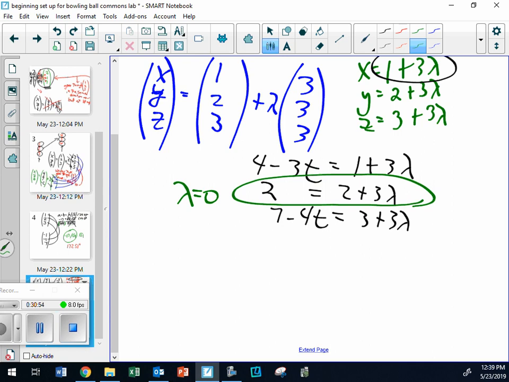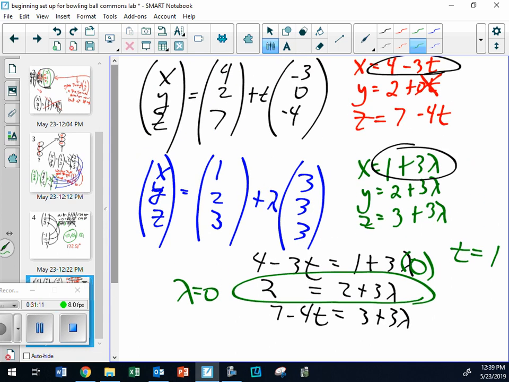Now once you know that, you can go put that into either one of the equations and save me some time. Once I put in lambda equals 0 here, what did t come out to? T was 1. So we got two answers. Lambda is 0 and t is 1. Right off the bat, I know they're not going to collide. But what are they going to do? They're going to intersect. Watch.